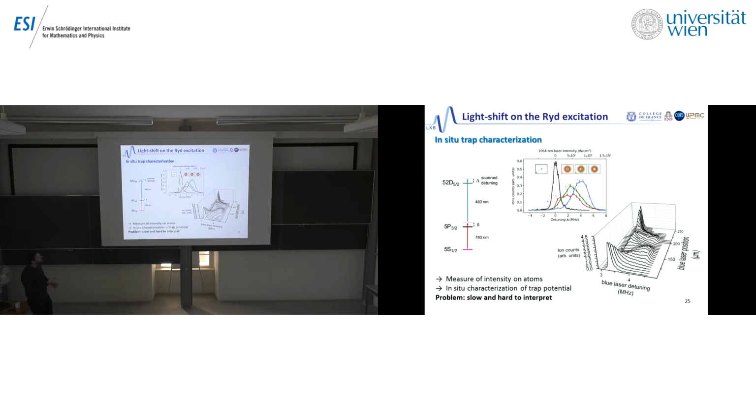So what you basically want to get is a measurement of the intensity of your trapping laser at the position of your atoms. And this you can do by looking at the light shift on this ground to Rydberg state transition. So if you focus on this part here, this is just my blue laser in which I create Rydberg atoms without the trapping laser. And this is the black curve that I have here. I look at the number of Rydberg atoms that I create as a function of the detuning of this blue laser here with respect to the Rydberg state.